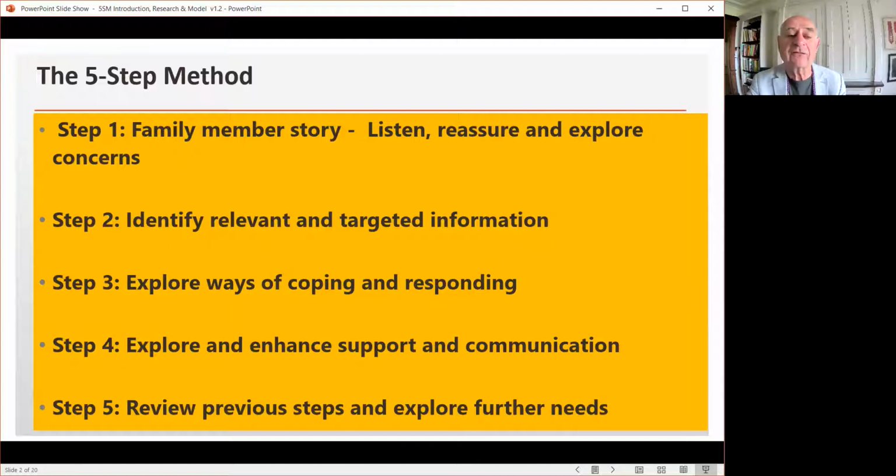Step 2 is identifying relevant and targeted information. Step 3 is exploring ways of coping and responding. Step 4 is exploring and enhancing support and communication. And step 5 is reviewing the previous steps and exploring any further needs.